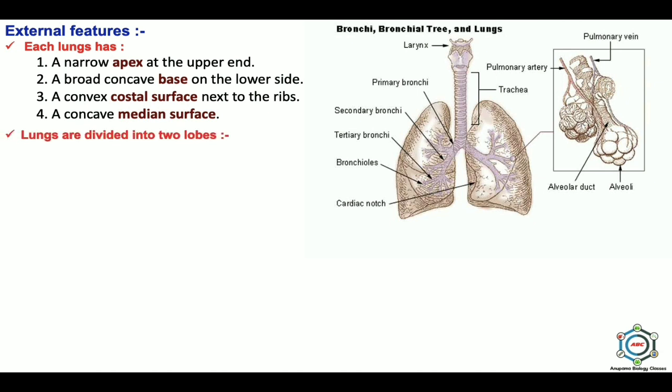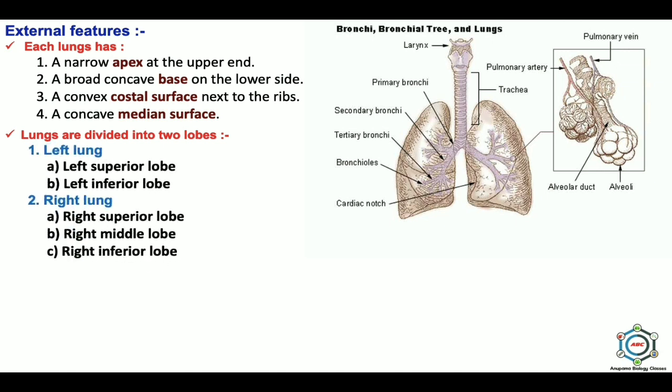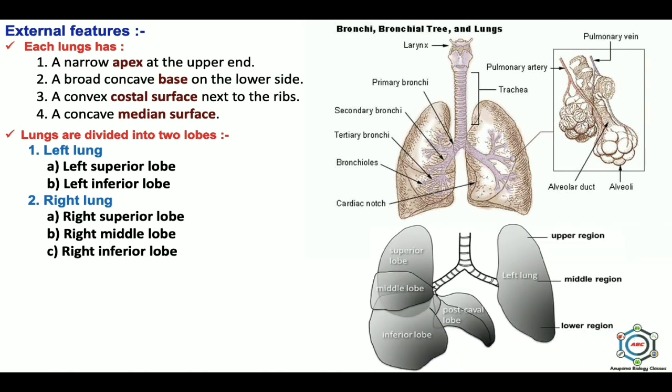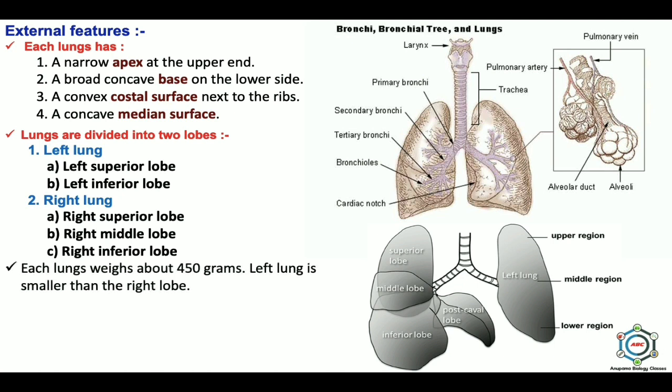And the lungs are divided into lobes. This is the left lung and right lung. The left lung has two parts, that is the left superior and left inferior lobe, while the right lung is divided into three parts: right superior, right middle and right inferior lobe. Now each lung weighs about 450 grams. The left lung is smaller than the right lung.